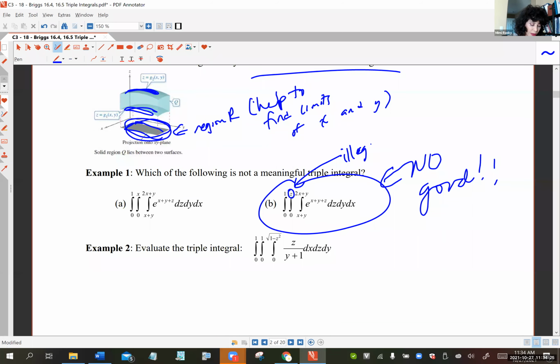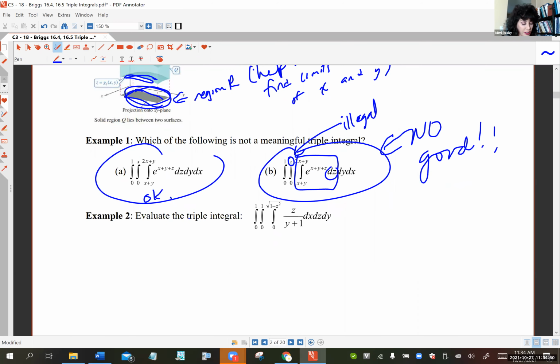Why is that illegal? Because the innermost integral is integrating with respect to Z. So we shouldn't be seeing any Z's after we get done with that innermost integral. You don't want to say, okay, now I'll do the next integral in line, which is the middle. Oh, wait a minute, where did this Z come from? Not good. Okay, this one is okay. It's following all the rules and regulations of putting limits on those integral symbols.